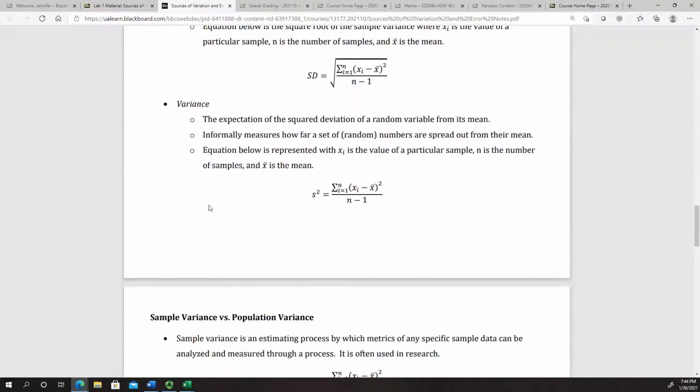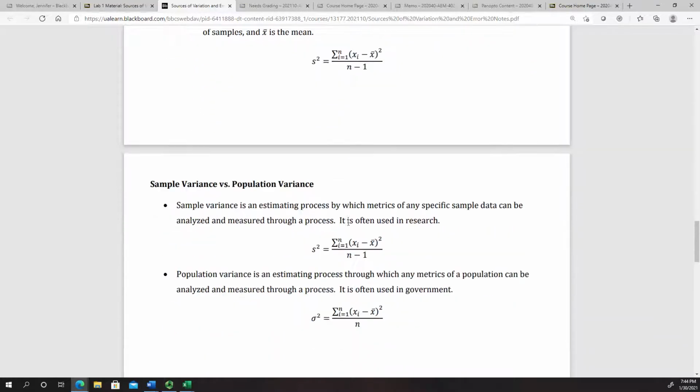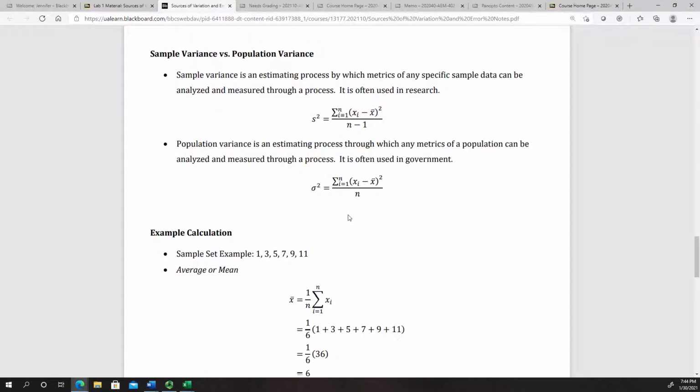And then for your sample variance, it is the expectation of the squared deviation of a random sample in relation to its mean. So essentially we're looking at a random set of numbers and seeing how spread out those are. To give a little bit of representation for the difference between our sample standard deviation or sample variance and our population standard deviation or population variance, essentially our sample variance is estimating the process in terms of sample data that's measured through that process.